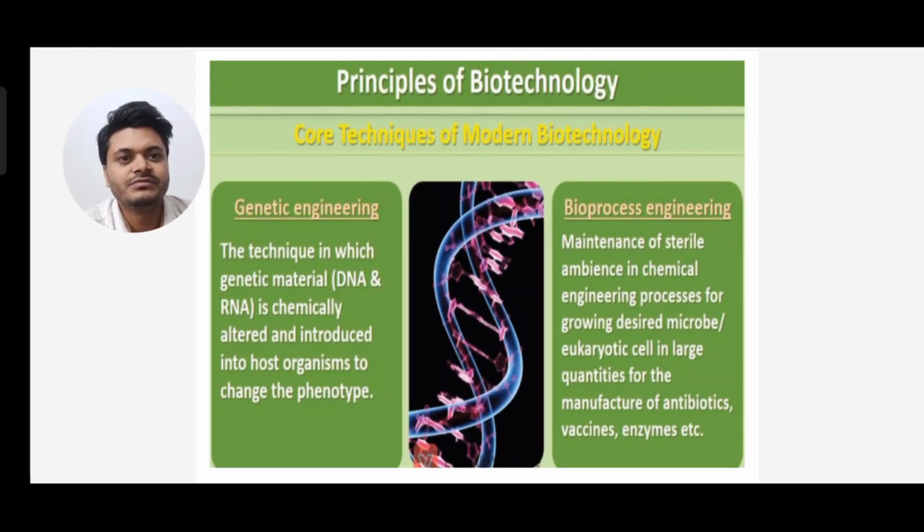Now, on the principles of biotechnology, we'll see the core techniques of modern biotechnology. First is genetic engineering and second is bioprocess engineering. Now, what is genetic engineering? Genetic engineering is a technique in which genetic material, so we know the genetic material is DNA and RNA, is chemically altered and introduced into host organism to change the phenotype.